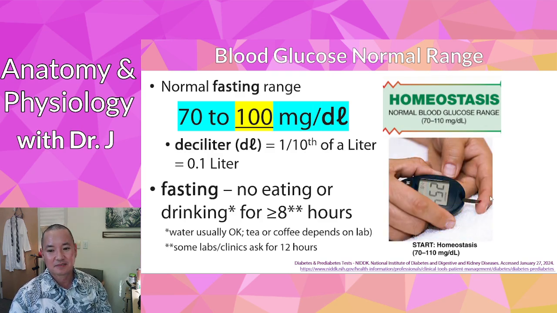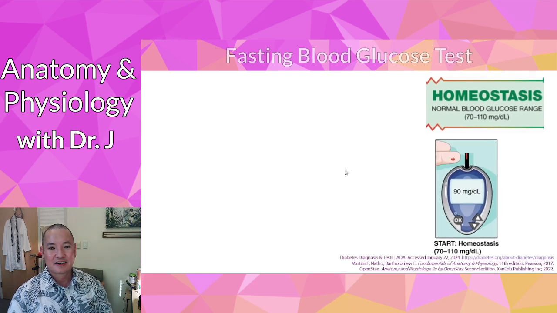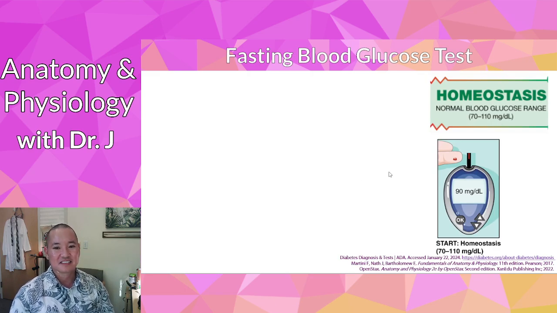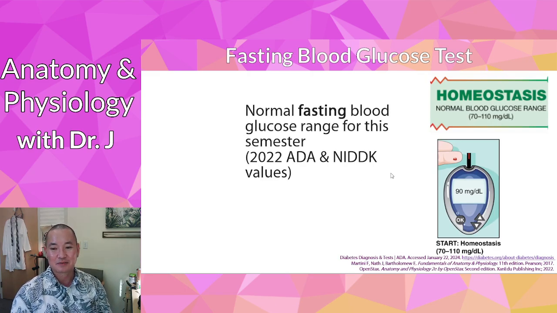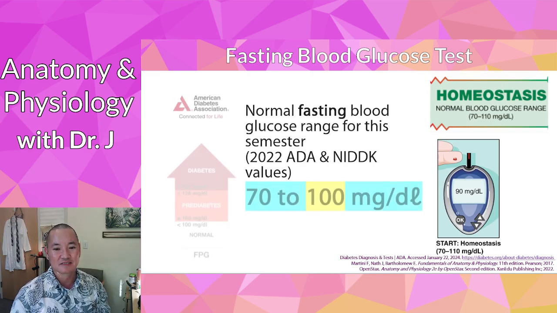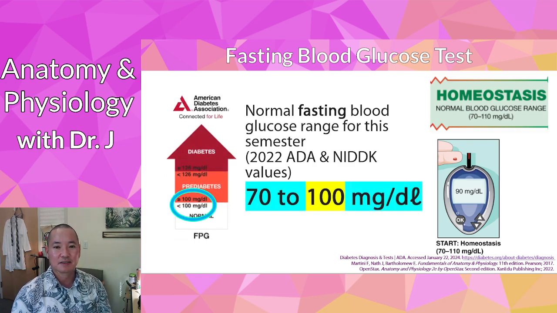Now, here we have 254. So this person is definitely above that normal range. They're in hyperglycemia, assuming that this is a fasting blood glucose test. Now, what is a fasting blood glucose test? Again, this is why we use the 70 to 100, because those are the values accepted as of 2022. Now, if this changes in the future, please contact me. That means I need to create another updated video.